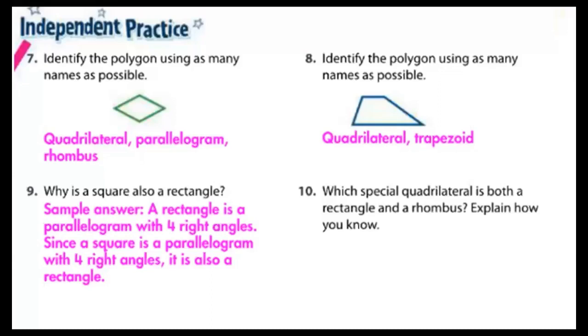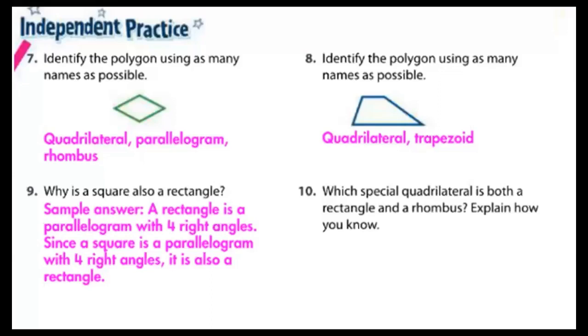Number 10, which special quadrilateral is both a rectangle and rhombus? Explain how you know. Special case of quadrilaterals are rectangle and rhombus.